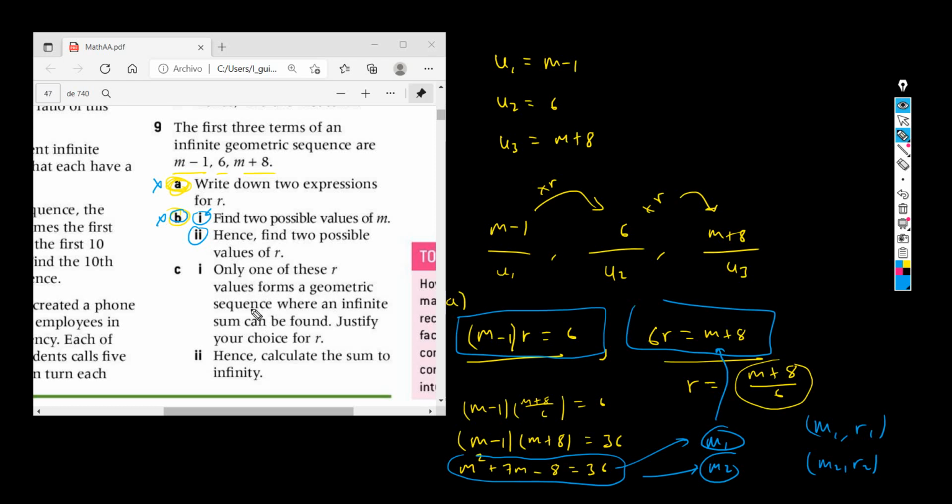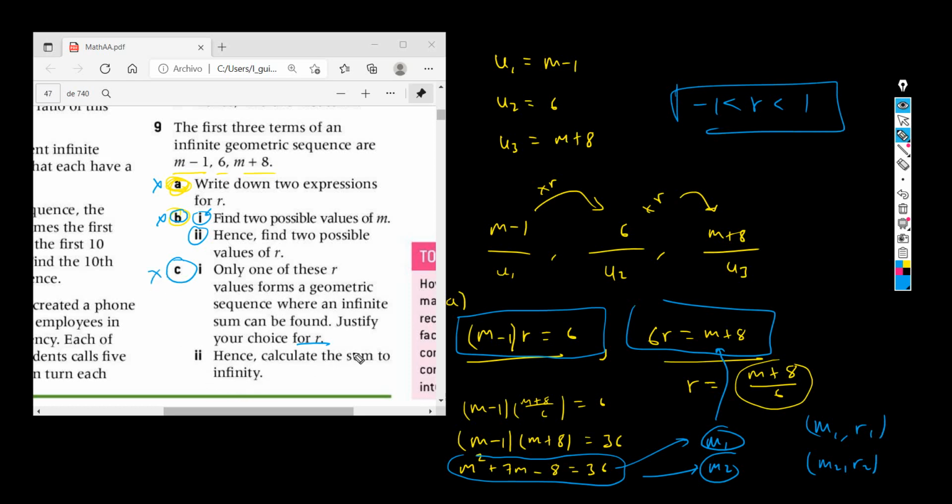C, only one of these r values forms a geometric sequence where an infinite sum can be found. Justify your choice of r. Well, I'm going to leave that to you because you know what the requirement should be on r if you want such a ratio to be part of a geometric sequence which has an infinite sum. I told you that the requirement for r is that it is less than 1 and greater than minus 1. So one of these two r's will be within this range of numbers, and one of them will be outside. Okay, so pick the one that meets this criterion. So there you go, C.